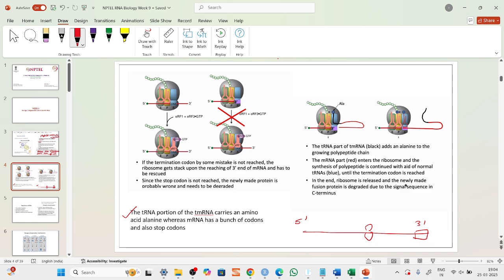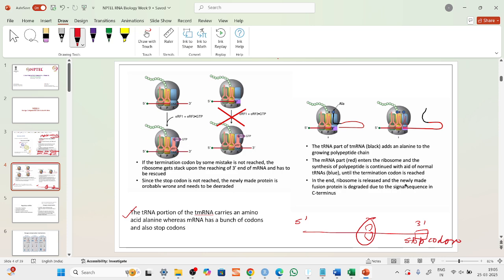So what happens? Suppose this is the stop codon. Here your stop codon is there. Your ribosome has now attached at this place and it is stalled here. Stalled here means it cannot move away from here. So now what happens? This ribosome is good, but there is some problem in the mRNA coding sequence. So this ribosome has to be detached from it.